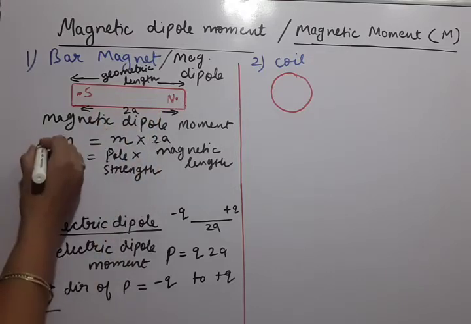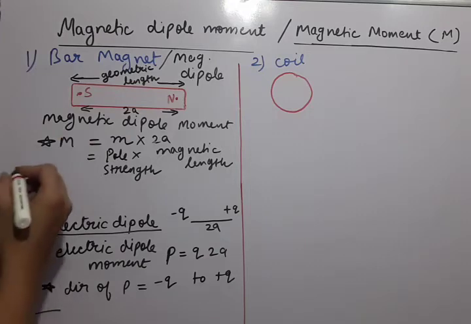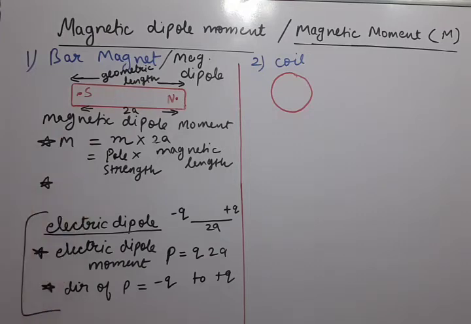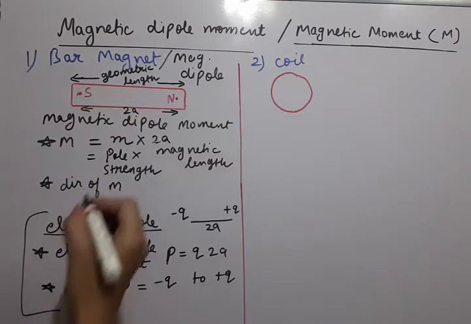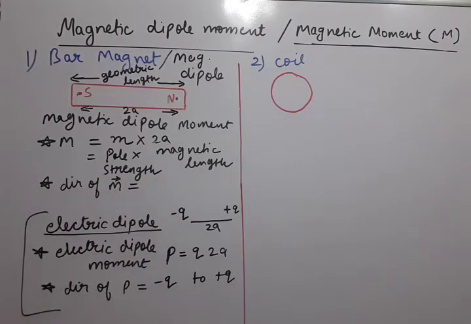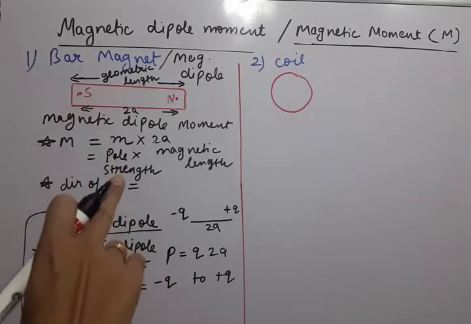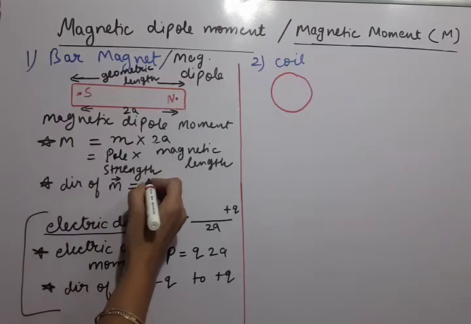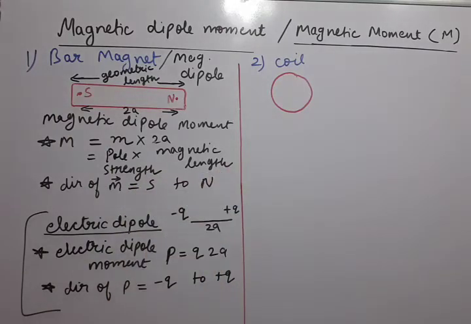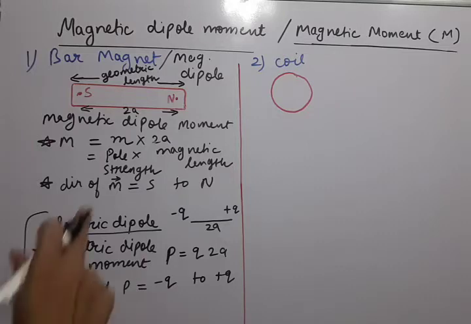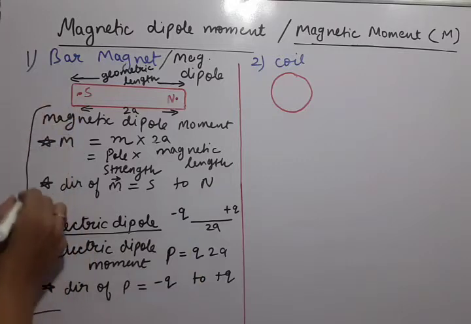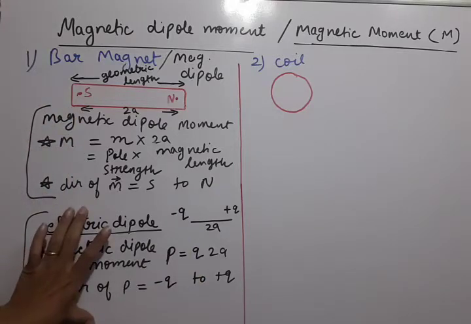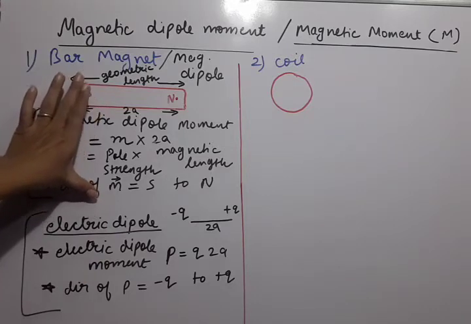Now we have studied the magnitude; let us talk about the direction. The direction of M, or the M vector, is like here, from minus q to plus q. So here also it is from the negative pole to the positive pole. The negative pole is considered the south pole. Remember this point: here the negative pole is the south pole and the positive pole is the north pole. This way we have compared the electric dipole with the magnetic dipole or bar magnet.